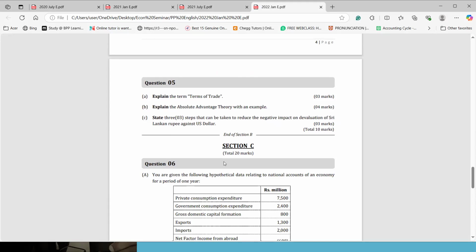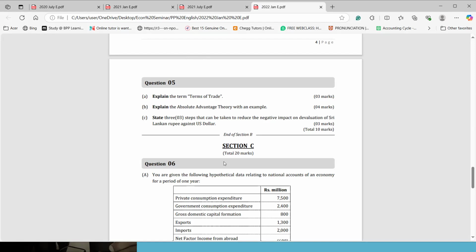Yeah. Question number 5. Usually they set question number 5 from international trade, right? Explain the terms of trade. Yesterday we discussed it. That's part 1. Explain the absolute advantage theory with an example. You can manage that. I discussed it. Steps taken to reduce the negative impact of the devaluation of Sri Lankan rupee against US dollars. Right, see? Again, they are talking about the devaluation.